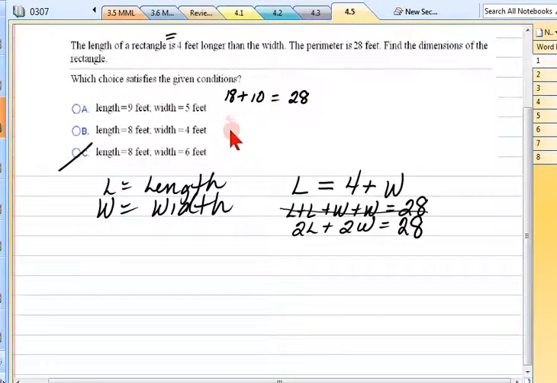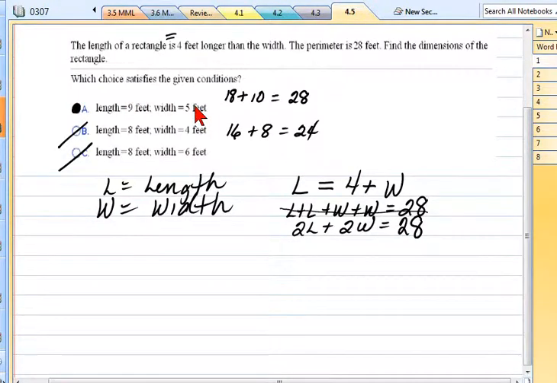Let's look at B. 2 lengths would be 16. 2 widths of 4 would be 8, and that's 24. Is that what the perimeter was supposed to be? No. This is our choice. These numbers meet both conditions.